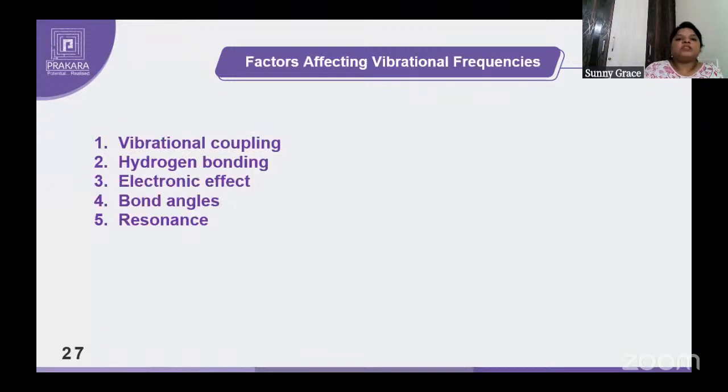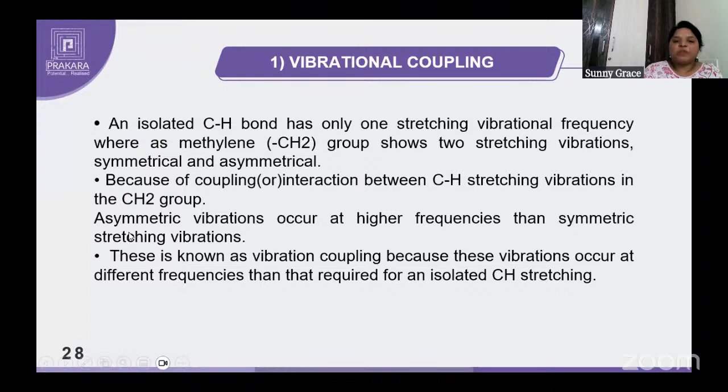Now let's see the factors affecting the vibrational frequencies. Generally, we have five factors: vibrational coupling, hydrogen bonding, electronic effect, bond angles, and resonance. What is vibrational coupling? If you take a CH2 group, for example, we would expect only one stretching, because it would have the same vibrational frequency, right? But here you observe two stretchings, one symmetrical and the other asymmetrical. Why? Because of the coupling.